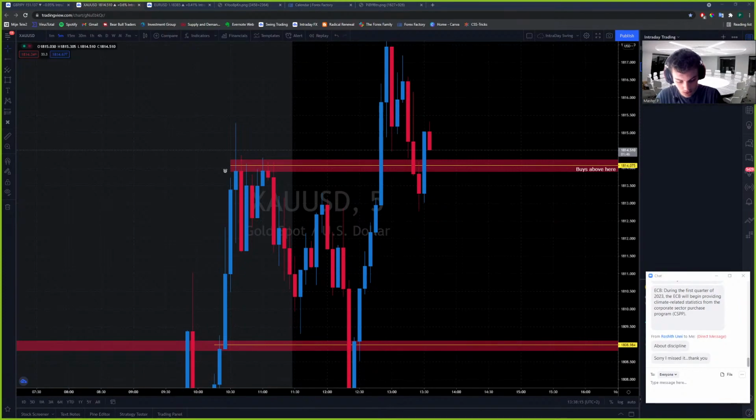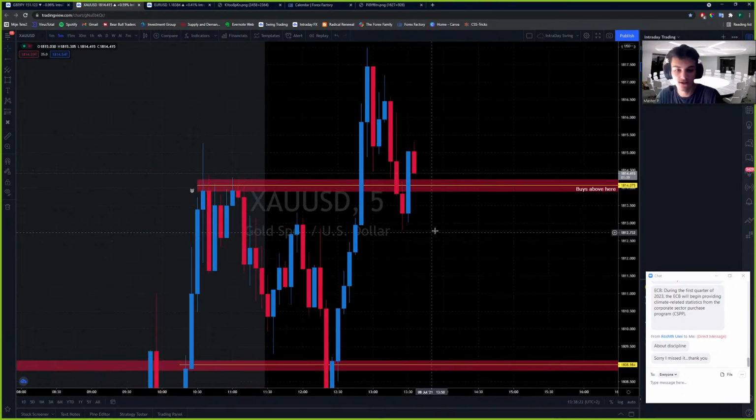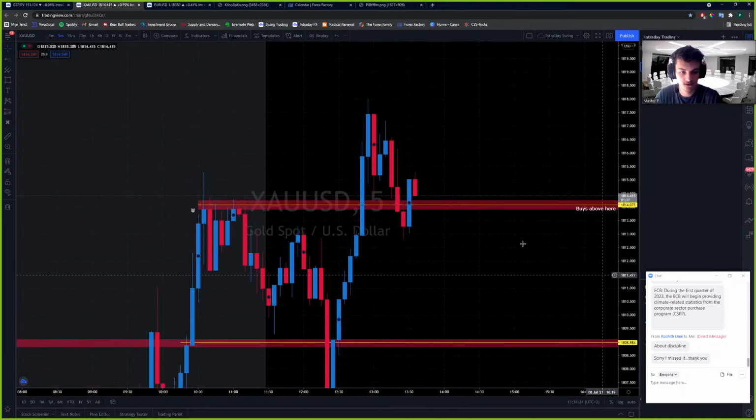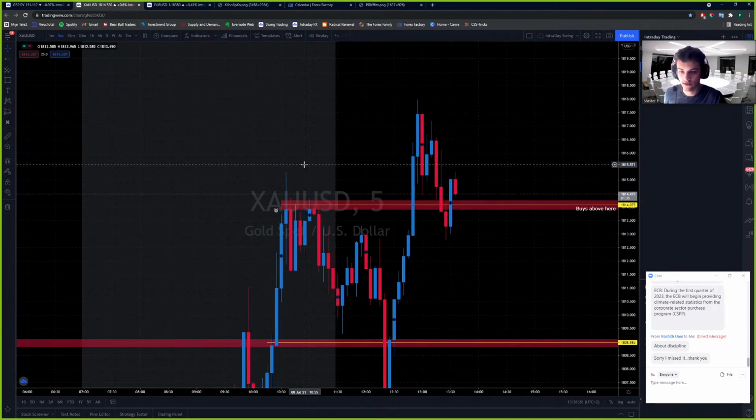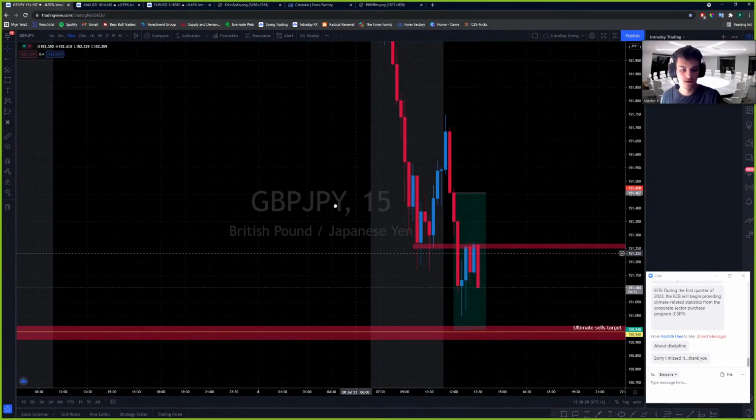What lot size would you use for a €2,000 account with 100-to-1 leverage? 1 or 2%, so 0.20 to 0.30-0.40 would be pretty good.